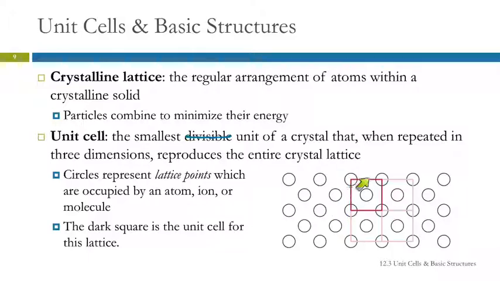The dark red square here, going from the centers of these lattice points, that is the unit cell for this particular arrangement of circles. If we take this square and we repeat it over here, and we repeat it down here, and we repeat it over and over and over again, we will get this overall structure. That is the smallest piece that you can do that with.